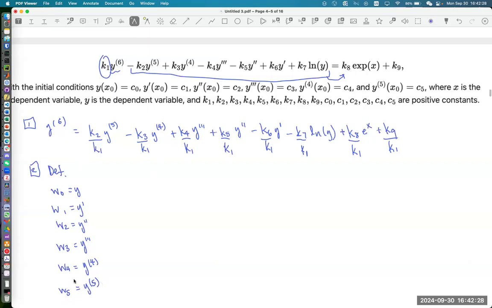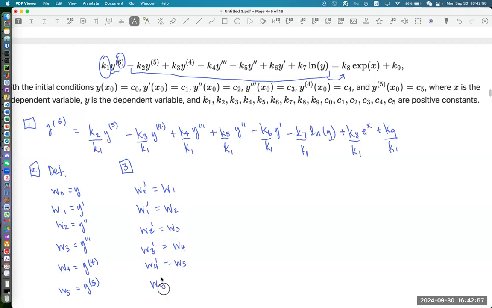Again, the number of auxiliary variables is equal to the order of the ODE. So you have 6 auxiliary variables. And then you take the derivative of each of them. So W0 prime is y prime, and y prime is W1. And then W1 prime is W2. W2 prime is W3. W3 prime is W4. And W4 prime is W5.